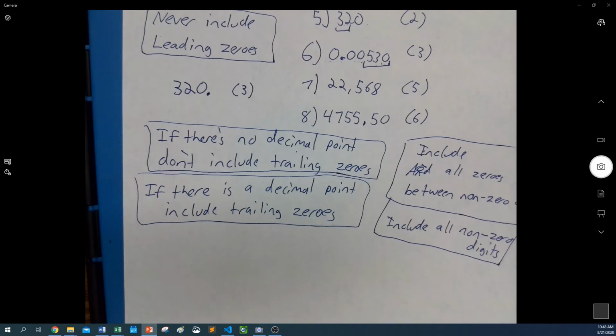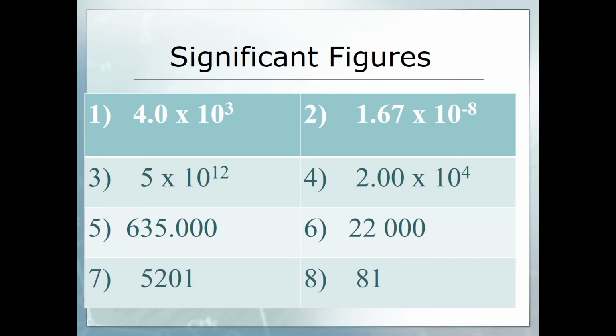Does that make sense? Everyone good? For science, if it's written in scientific notation, we only look at the first number. So 4.0 times 10 to the 3, we only look at the 4.0. We ignore times 10 to the whatever.